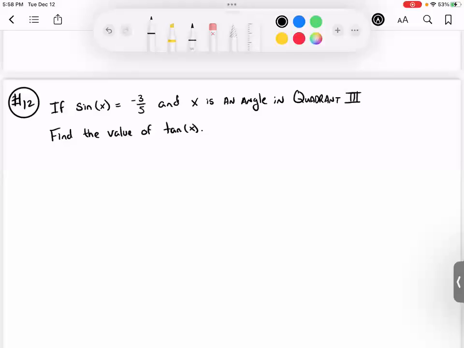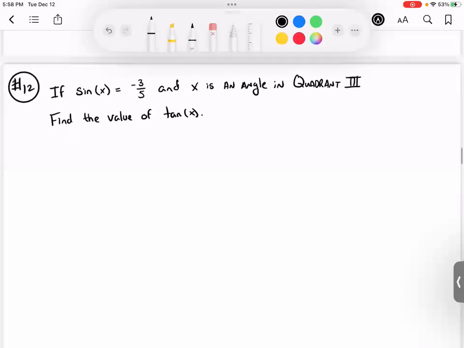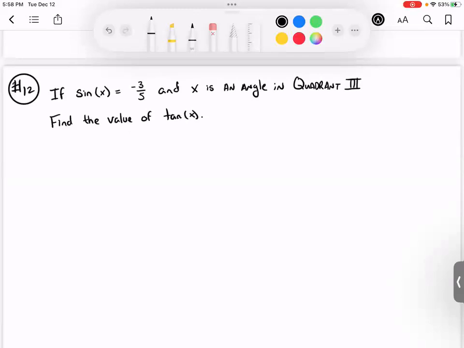Right. So for problem 12, it states if sine of x is equal to -3/5 and x is an angle in quadrant 3, find the value of tan of x. So what you want to do here is first sketch your angle in quad 3.